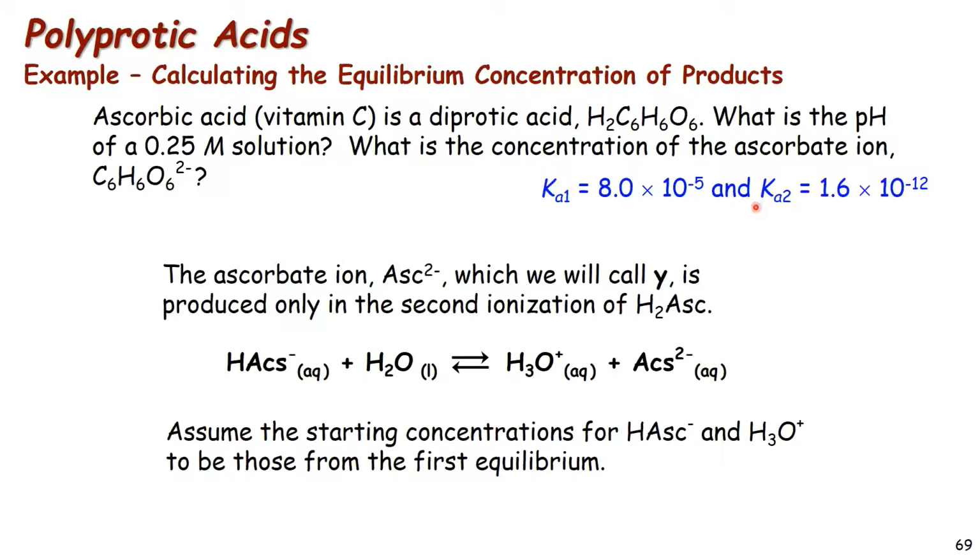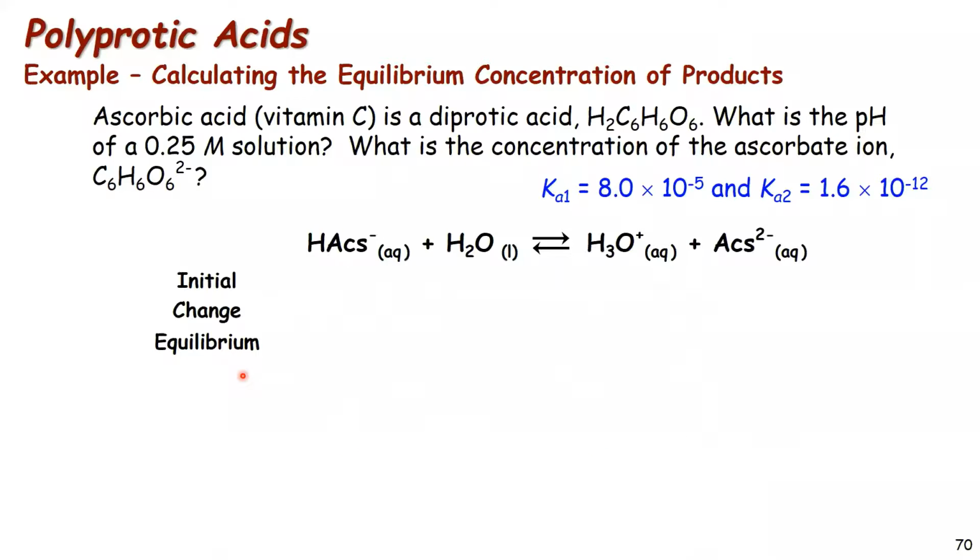And we're going to use our Ka2 in this whole thing. Because this, again, this is the Ka2. This is the second loss of a hydrogen. So there's our ice table. Now this time, our initial concentrations are going to be determined from the equilibrium concentrations of our first ice table.